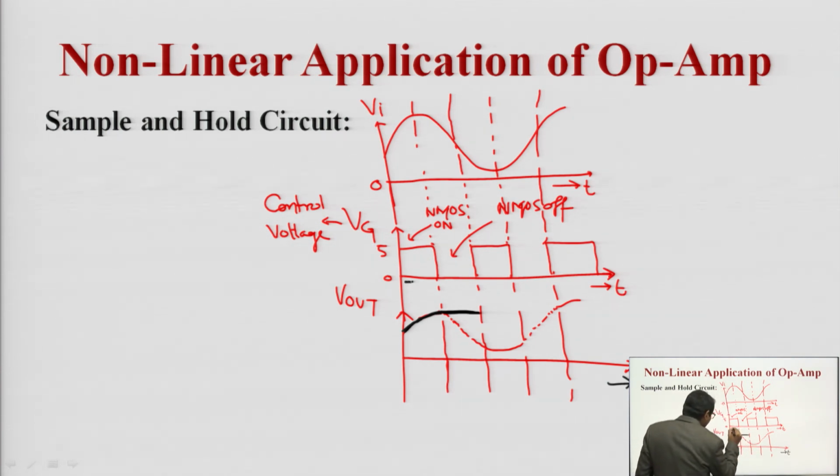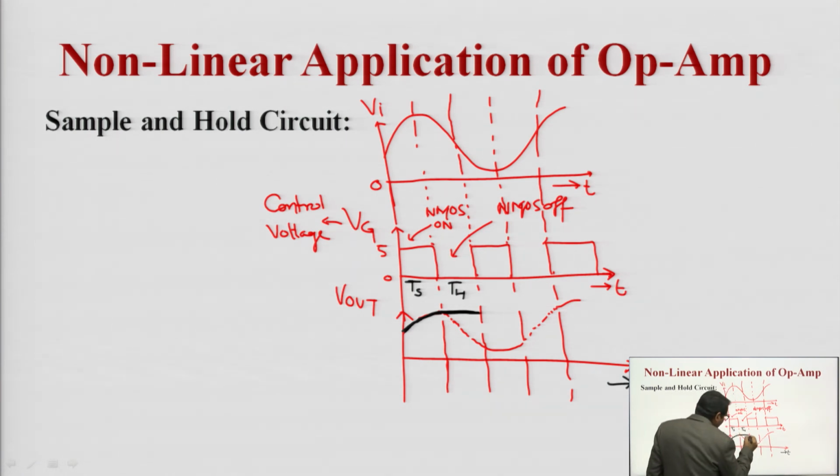This is our Ts time, the on time of the square wave, is the Ts time, sample time, and the off time of the square wave is considered as the hold time. This will be the hold time. So, during the hold time the output will hold the capacitor value, the voltage across the capacitor.